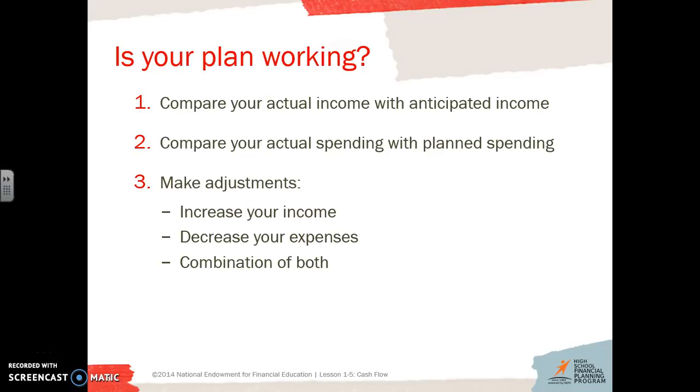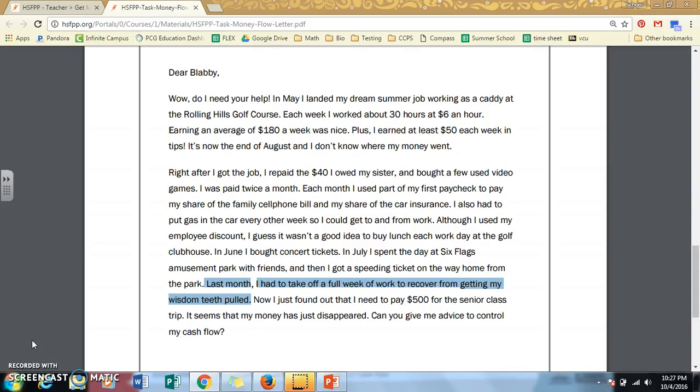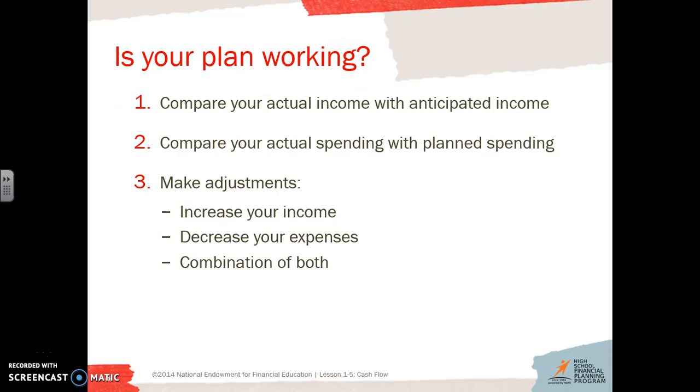So compare your actual income with your anticipated income. They should be pretty close together. For this dude, the golf caddy kid, losing $230 is a huge deal. That's a very large portion of his income. So his actual income and his anticipated probably don't match very much. So that's our first goal. Our first goal to see if our plan is working is to compare the actual income with our anticipated income.